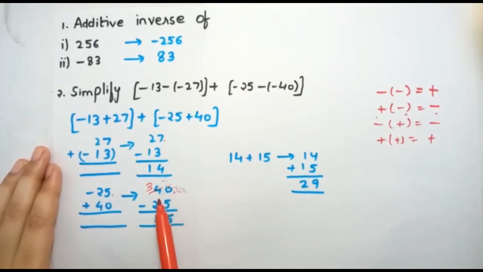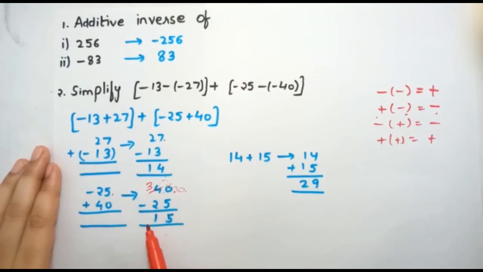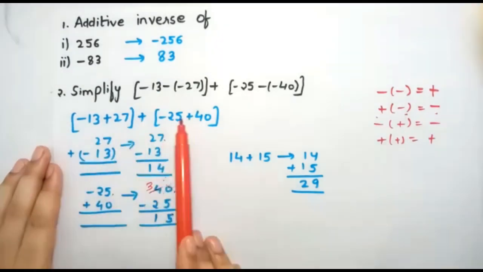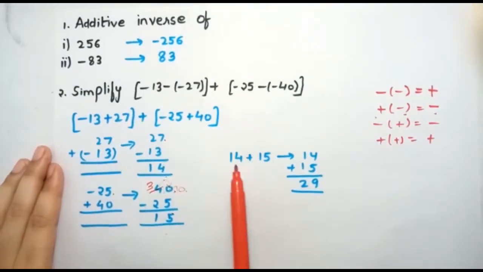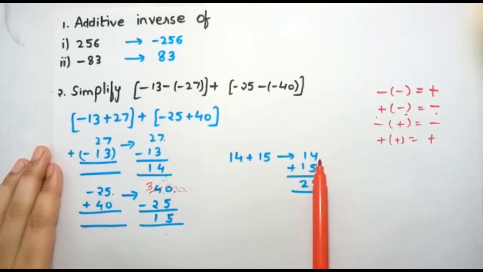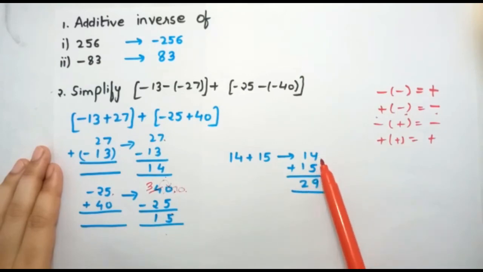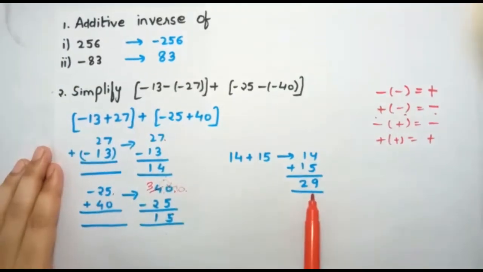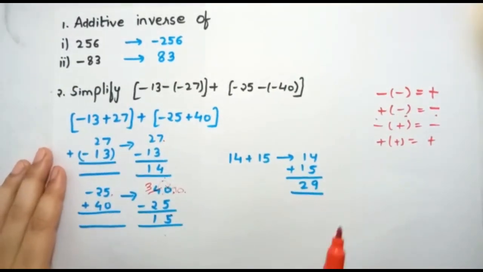And what sign will we put? The sign will always be of the greater number, that is positive. So this will become 14 and this will become 15. So 14 plus 15, we'll do it like this. 14 plus 15. 5 plus 4, that is 9, and 1 plus 1, that is 2. So by solving this whole equation, the answer would become 29.